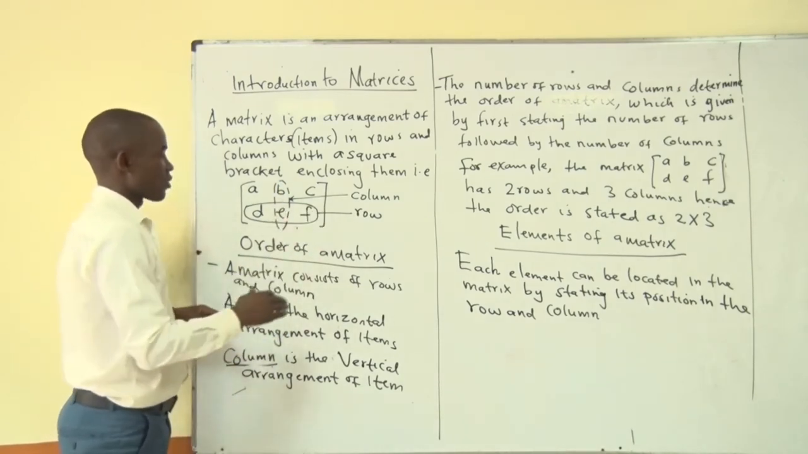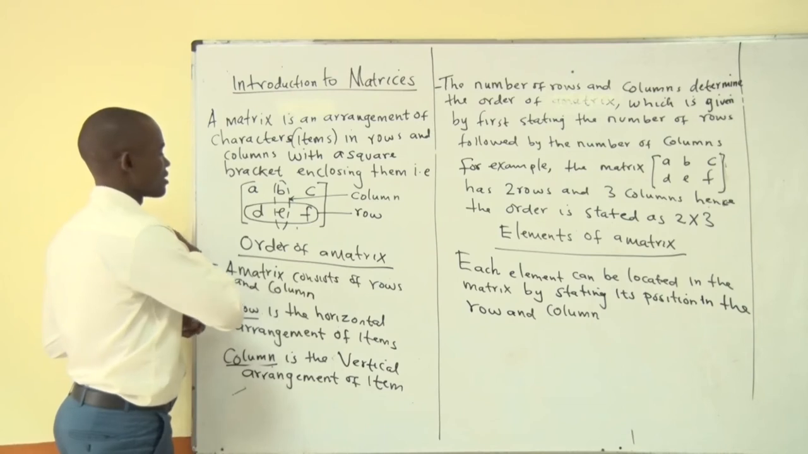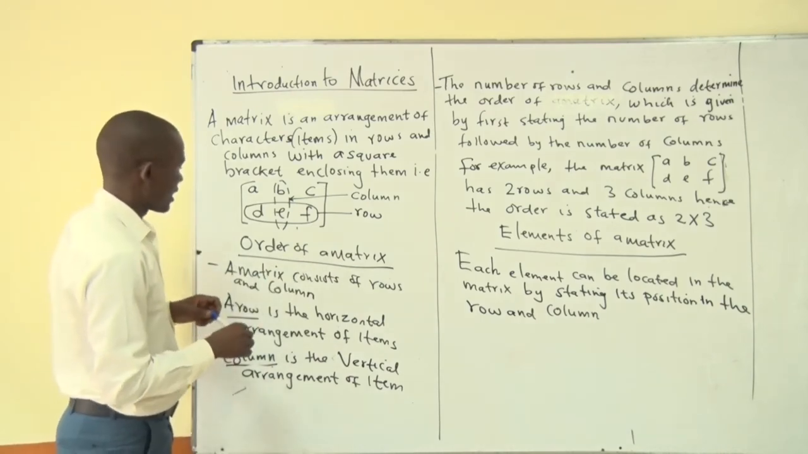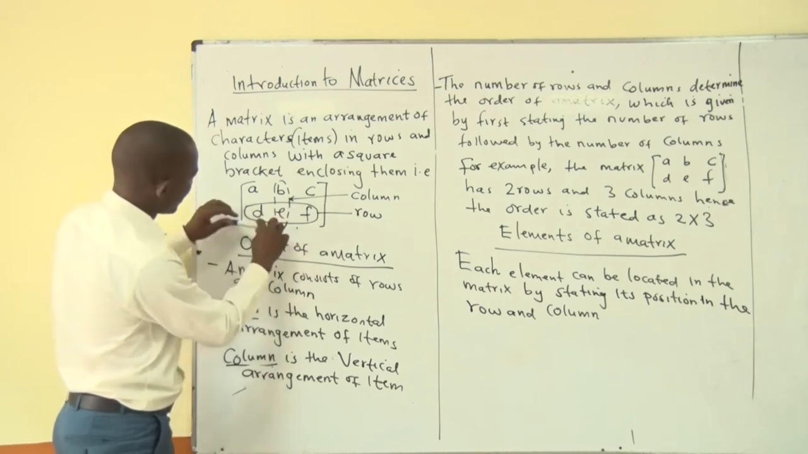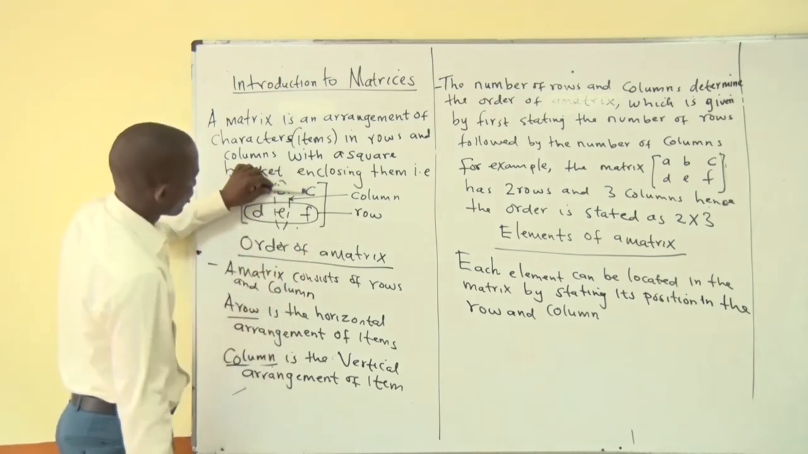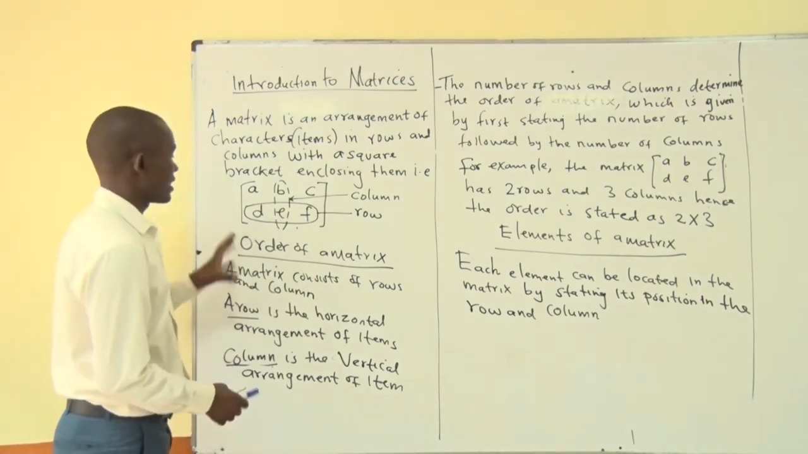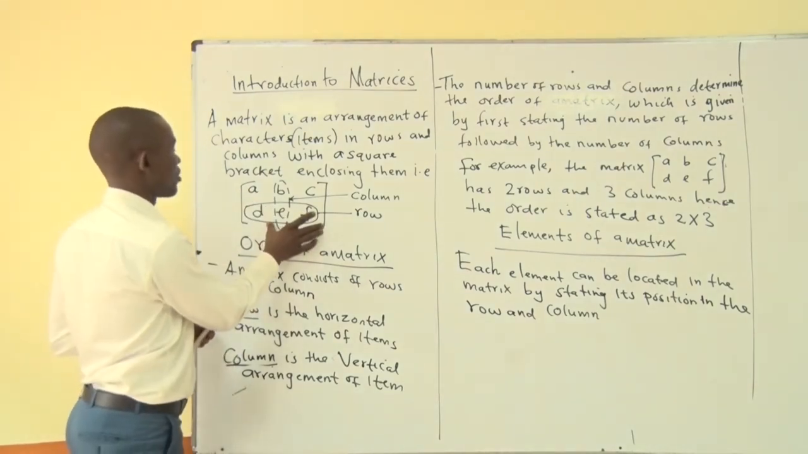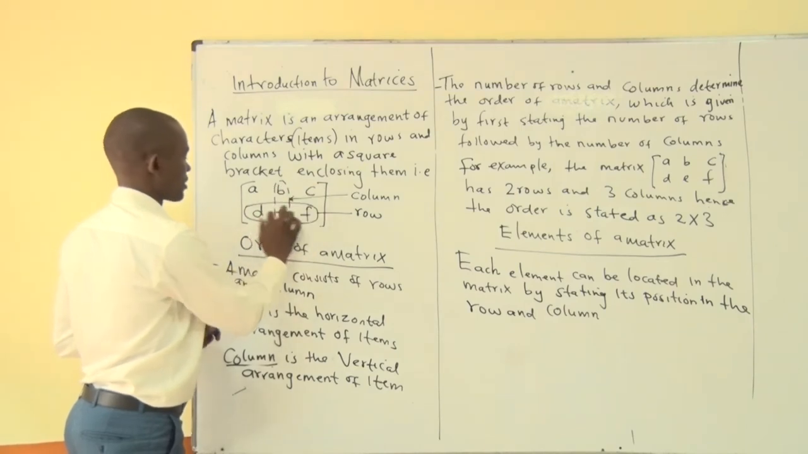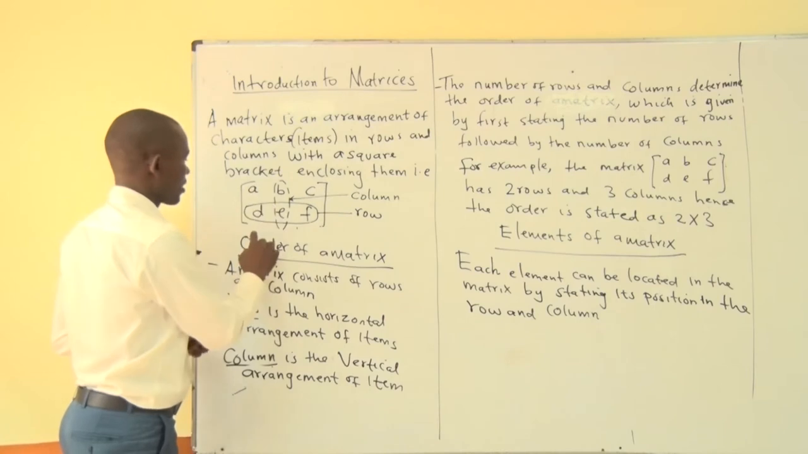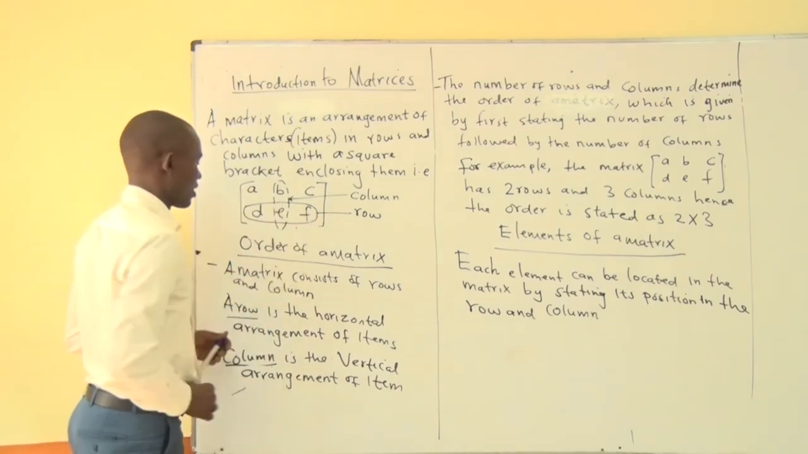We have said rows are the ones which have been arranged horizontally. The characters forming the horizontal component are this one, A, B, C, D. So this is the first row and this is the second row. So basically we can say this particular matrix has 2 rows. It has also got 3 columns. The first column, second column, third column.